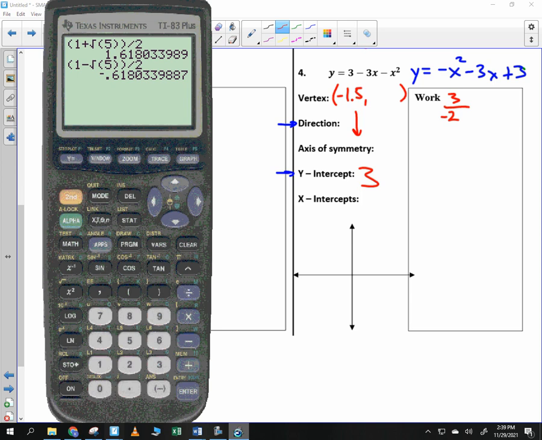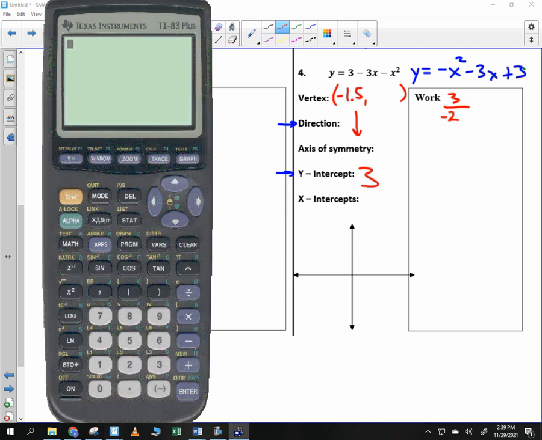I'm not very good at plugging in decimals and fractions, so I'm going to go ahead and use my calculator. I have a negative, parentheses, -1.5 squared. Notice my x squared has a negative sign in front of it. And then instead of x, I have a -1.5, and I have that squared. Minus parentheses, minus 3 times parentheses, -1.5. And then I have a plus 3. When I do that, I get 5.25.